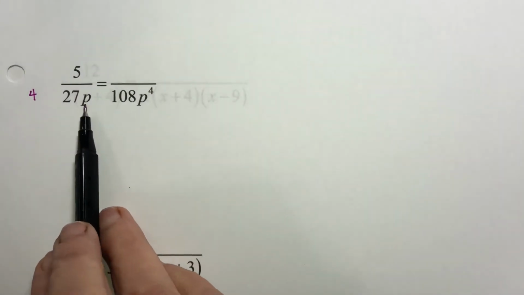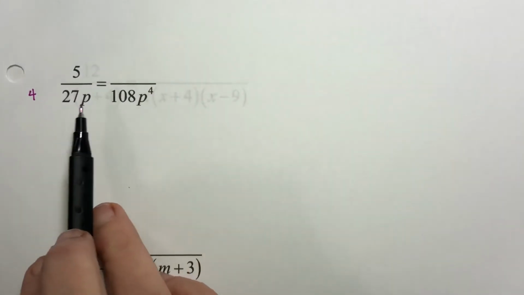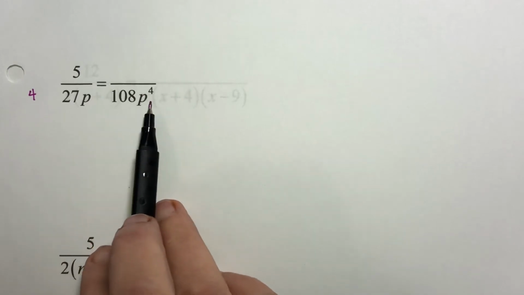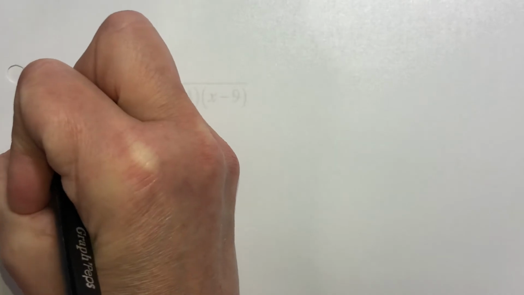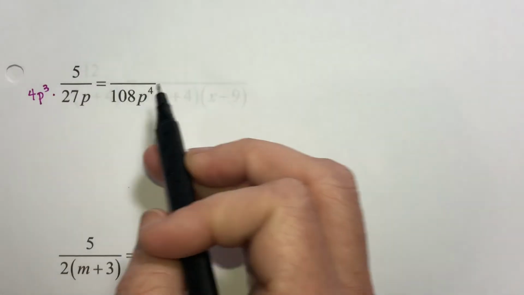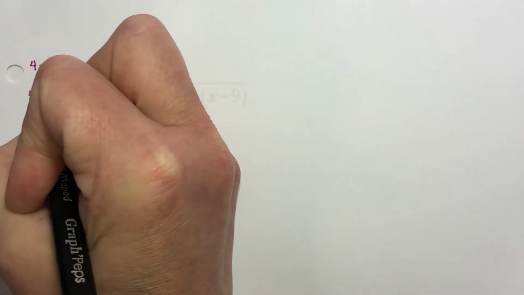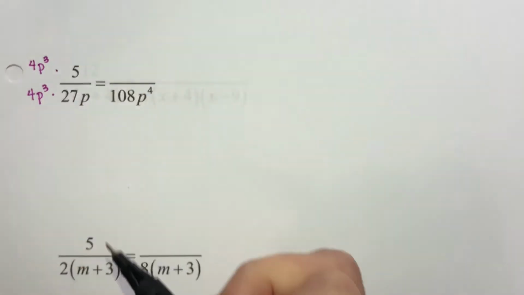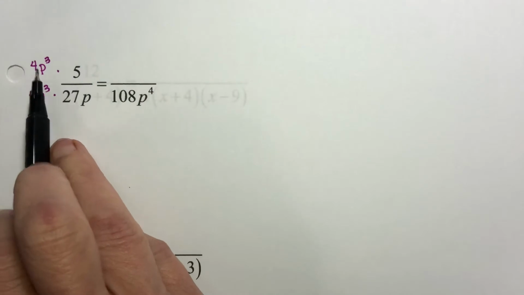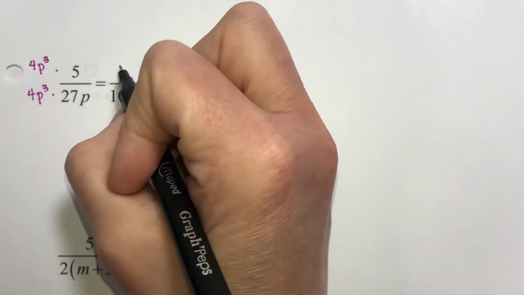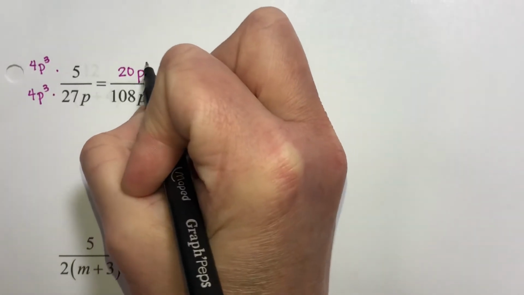Now I need to turn the p into a p to the 4th. Here I have one of them. Here I need 4, so I need 3 more. So that's going to be 4p cubed times 27p is going to give me that. And if I multiply the bottom by that, I need to multiply the top by that as well. And then I have 4p cubed times 5, which will be 20p cubed.